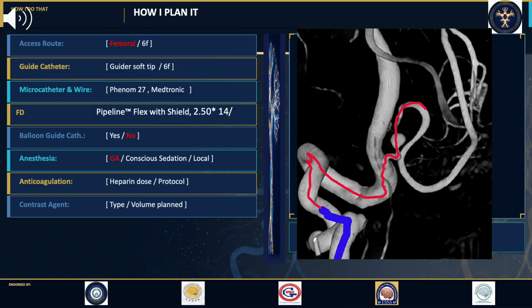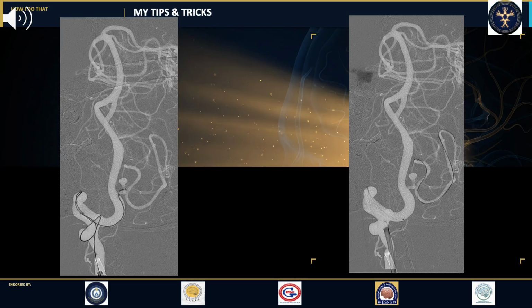Guide catheter placement. A 6F soft tip guide catheter is introduced through the femoral sheath. The 6F guide catheter is carefully navigated up into the left vertebral artery V4 segment to provide stable support for the intracranial intervention.